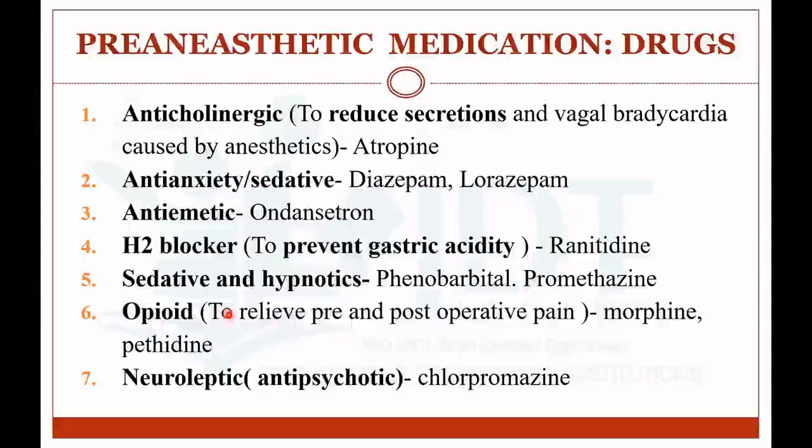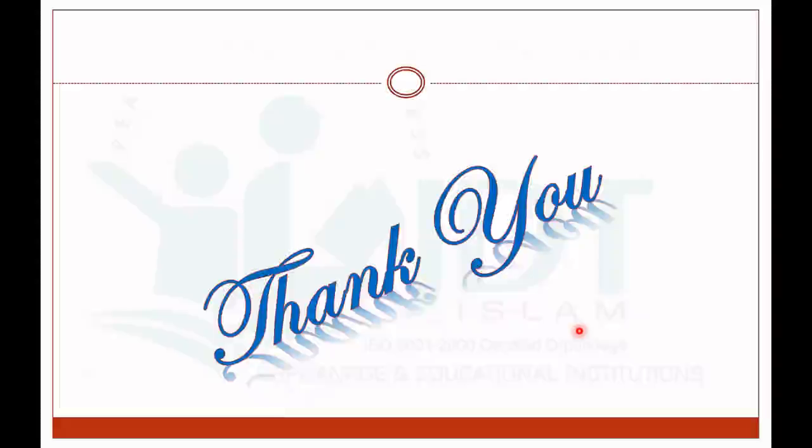promethazine. Now another class of drugs is opioids, used as opioid analgesics to relieve pre as well as post operative pain, like morphine and pethidine. And sometimes neuroleptics or antipsychotic drugs like chlorpromazine are used in pre-anesthetic medication. So this is pre-anesthetic medication. So that is all about general anesthetics.